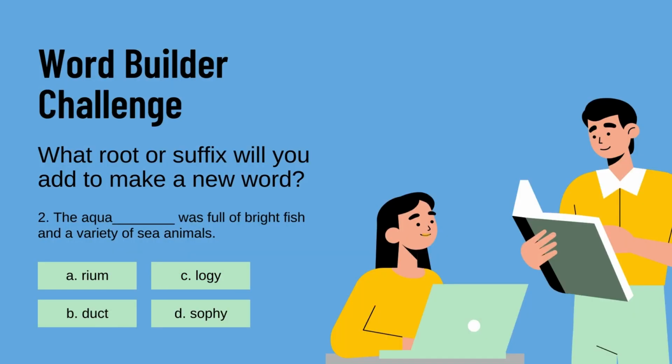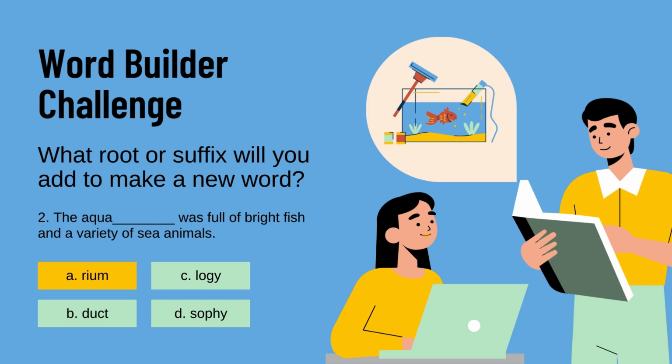All right, now what root or suffix would we use for this word? The aqua blank was full of bright fish and a variety of sea animals. We have the aquarium, the aqualogy, the aqueduct, or the aquasophy. Which one of these do you think is the right word? Very good. The aquarium.